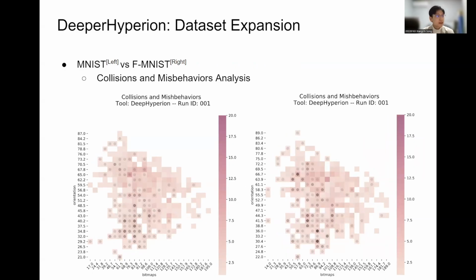The second analysis is about the collisions and misbehaviors analysis. The model tested with the F-MNIST dataset appears to have more frequent and diverse misbehaviors compared to the MNIST model, as the original paper did, which could be due to the complexity and variety of the features present in the F-MNIST images. This insight could be useful for improving the robustness of the model by targeting the specific areas of weakness.